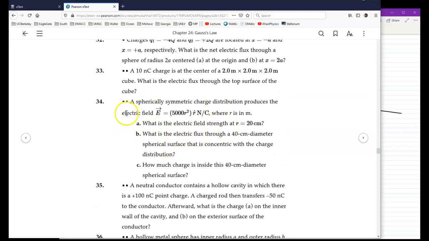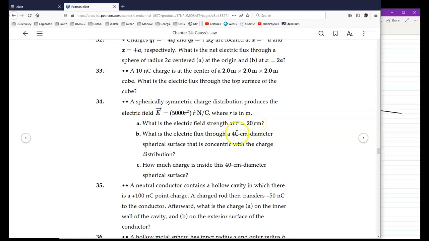It says a spherically symmetric charge distribution produces the electric field E equals 5,000 r squared in the radial direction. This is our unit vector, right? The unit is Newton per Coulomb. So 5,000 r squared. It's not an inverse square law. It's actually r squared, like a quadratic, in the radial direction, where r is in meters. Parts A, B, and C. What is the electric field at r equal 20 centimeters? Well, that's easy. Just plug it in.